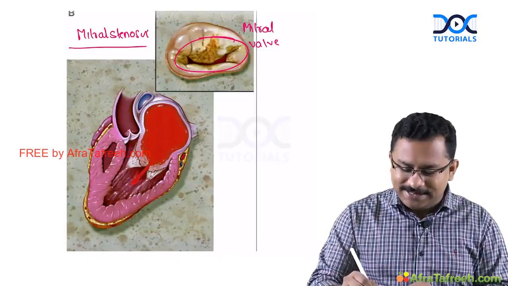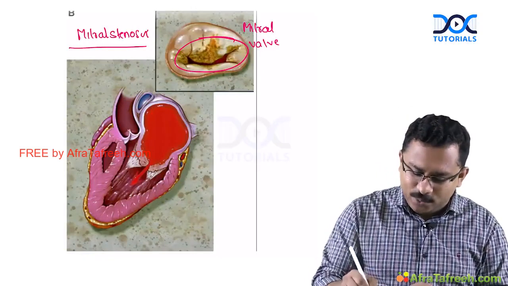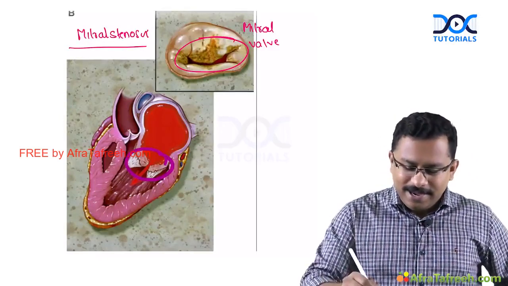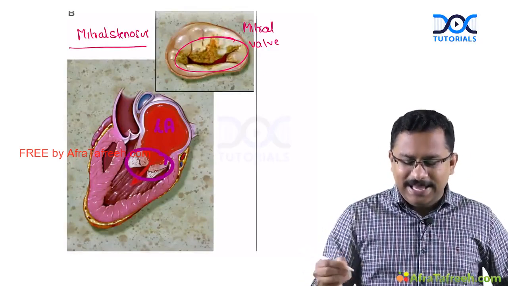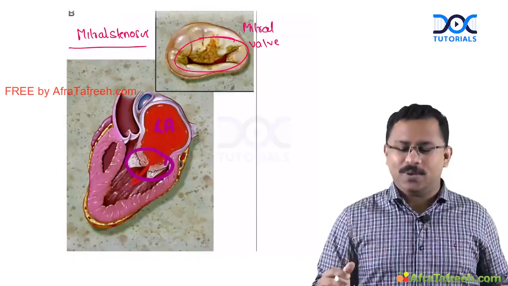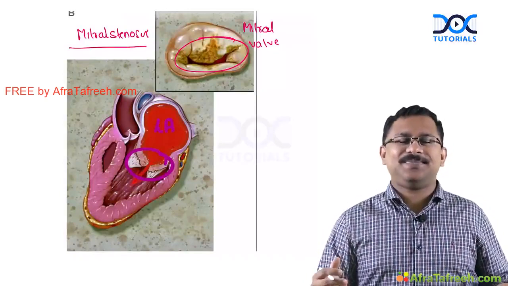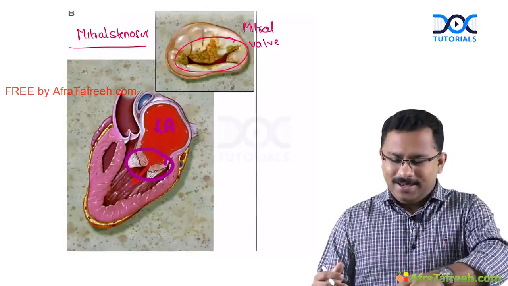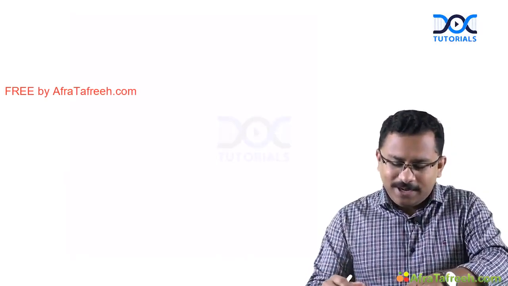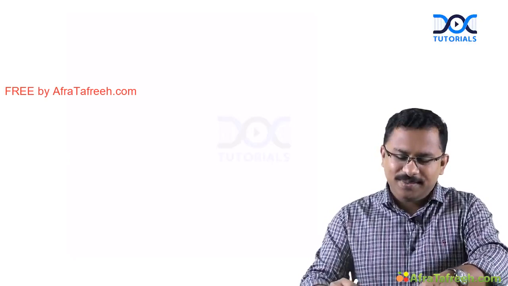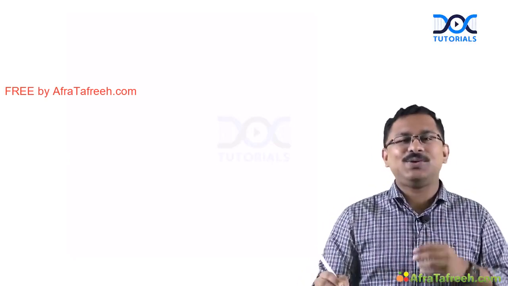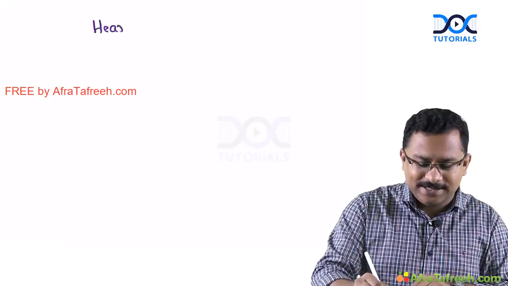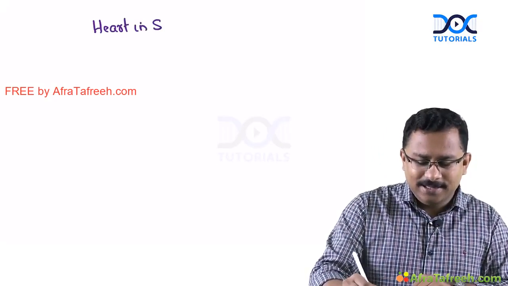And here you can see there is a restricted opening. Are you able to appreciate the restricted opening of the mitral valve? And you can see that the LA is getting enlarged, which is again quite obvious. So this is what happens in mitral stenosis. We have seen what happens to the heart in diastole. Let's try to see what happens to the heart in systole, both in normalcy and disease condition.